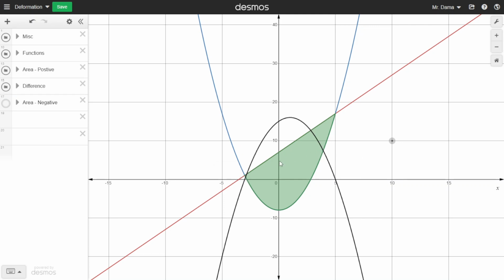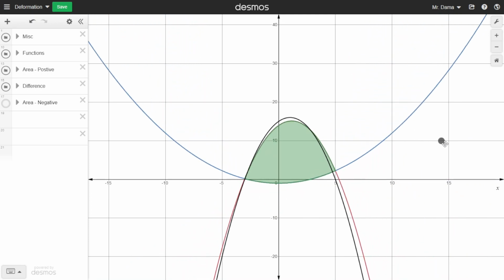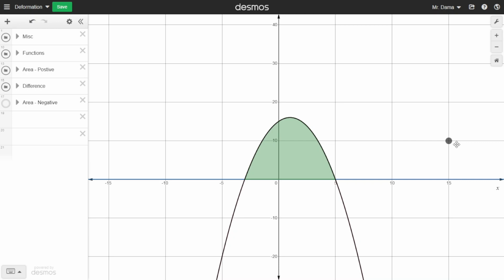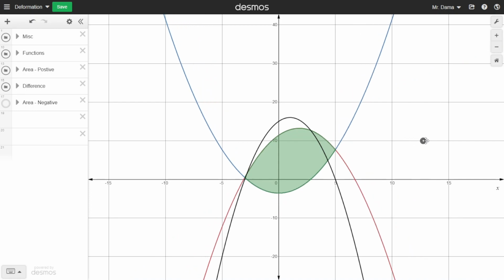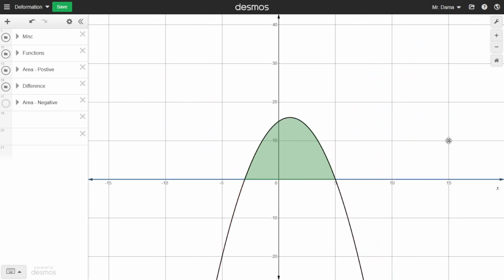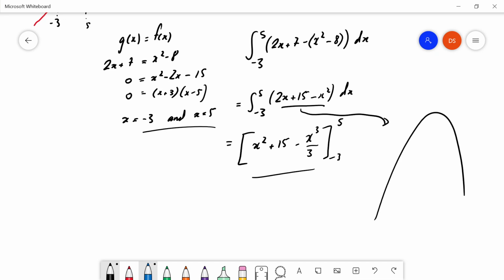The reason is, this green area is the same as the area under that black curve, and we can have a look by deforming. The area is the same. And so the area between those two curves is the same as the area underneath the function that you get for the difference. That's what's really important. All you need to do now is do the substitution. This function in here is that black curve that we got, and we integrate from negative 3 to 5, and that will still be the area.